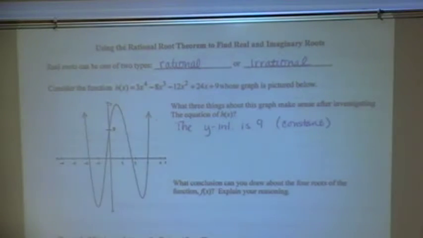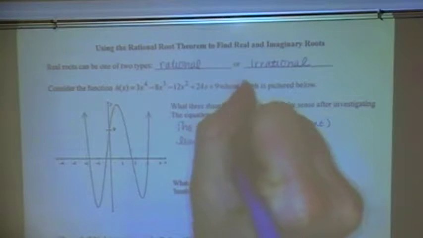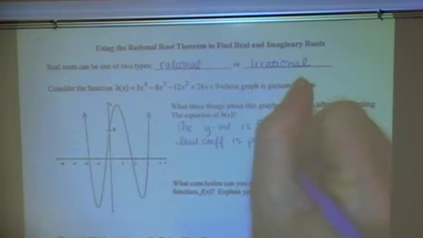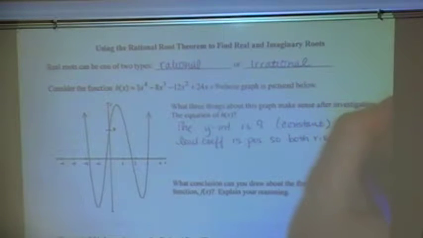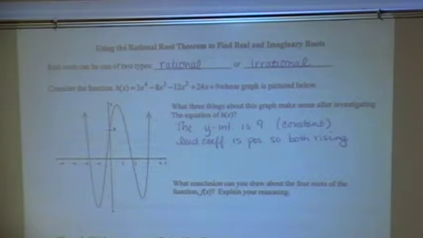What else makes perfect sense just by looking at it? It's positive, because the lead coefficient is pointing up. And it has a degree of 4. How many zeros does it have? 4. So that makes sense.